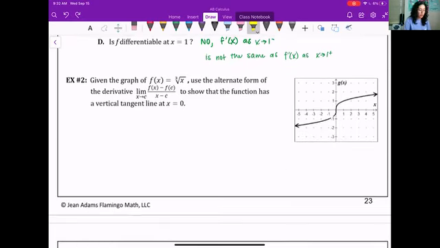Okay, next example, we saw a graph that kind of looked like this on Monday's lesson when we were drawing in the tangent lines.